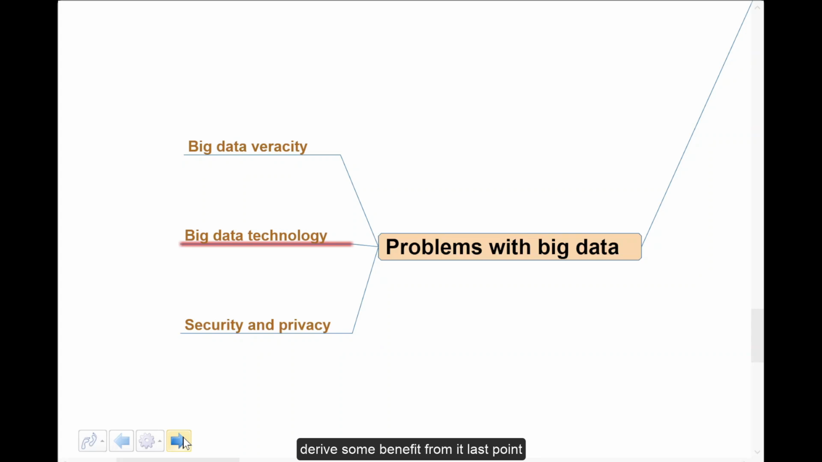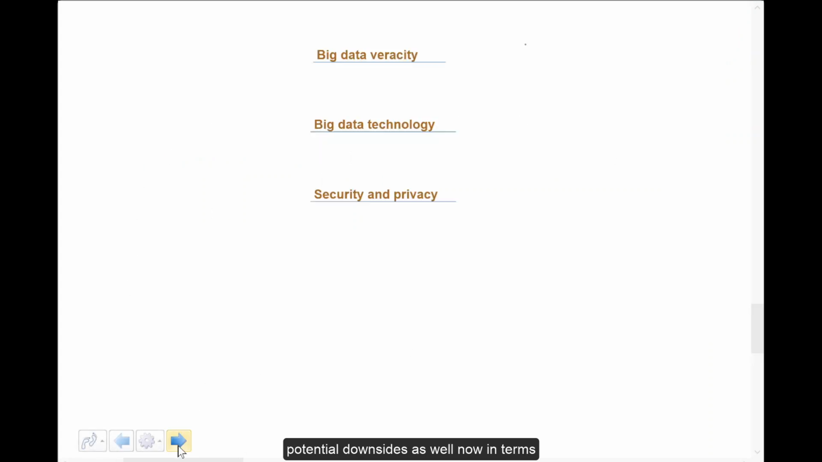Last point is obviously security and privacy. Now, this is something, as I mentioned earlier on, that's become more and more important for businesses. If you're storing a lot of information, for example, about customers, about their personal details, their credit card details, their purchase patterns, etc., we need to ensure compliance with data protection, GDPR, etc. So, big data comes with lots of opportunities, for sure. But let's remember the potential downsides as well.